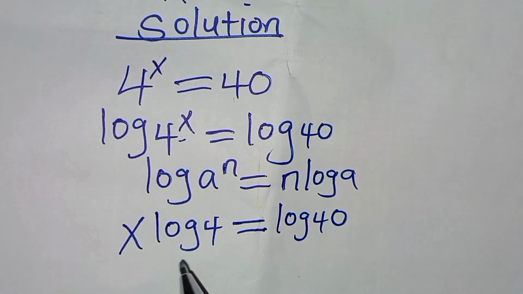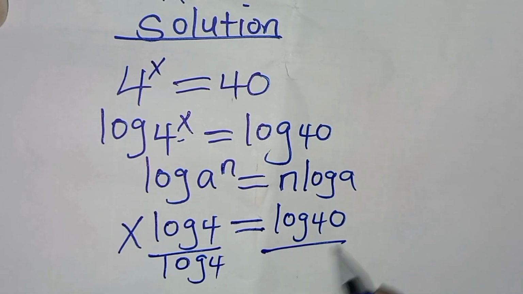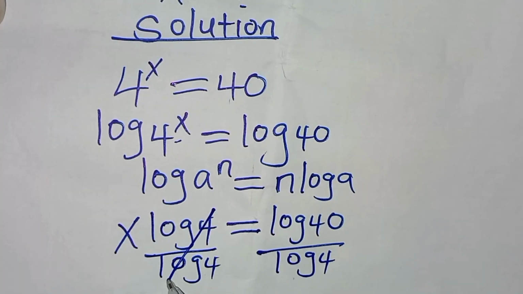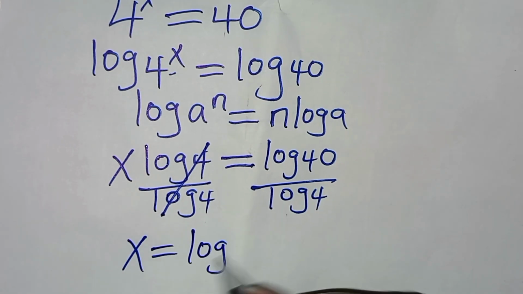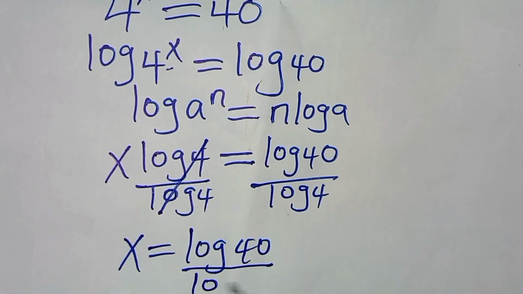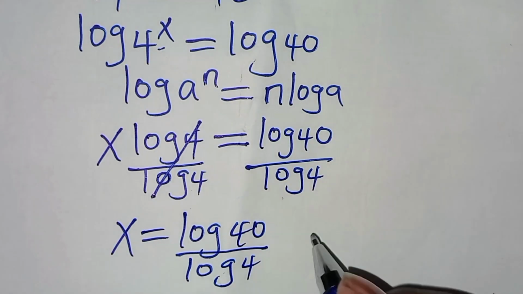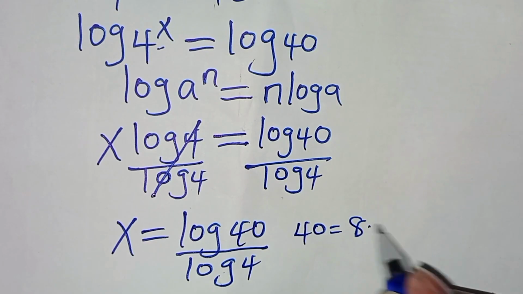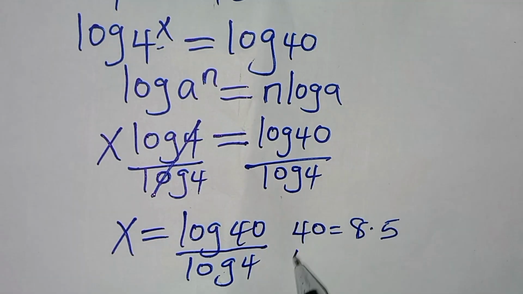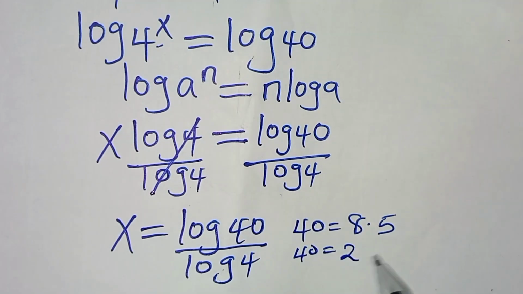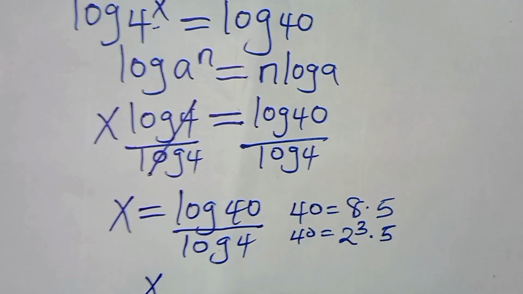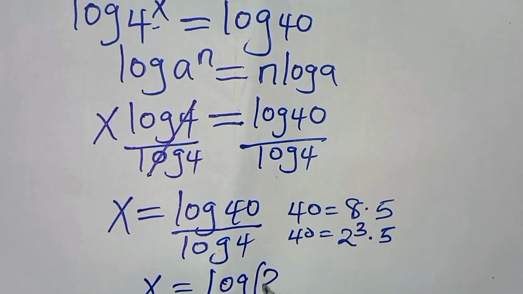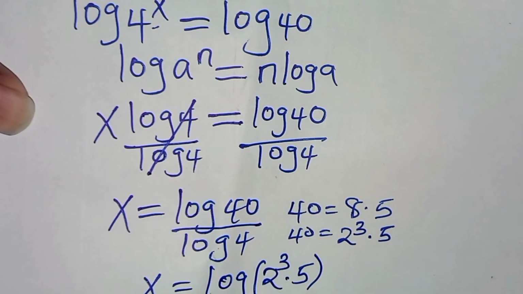So let's divide both sides by log 4. We have log 4 divided by log 4. Let's simplify here, so that now we'll have x is equal to log 40 divided by log 4. Now we can express 40 as 8 multiplied by 5, of which we can express this 8 as 2 to power 3 times 5. So here we'll have x is equal to log 2 to power 3 times 5 divided by log 4.